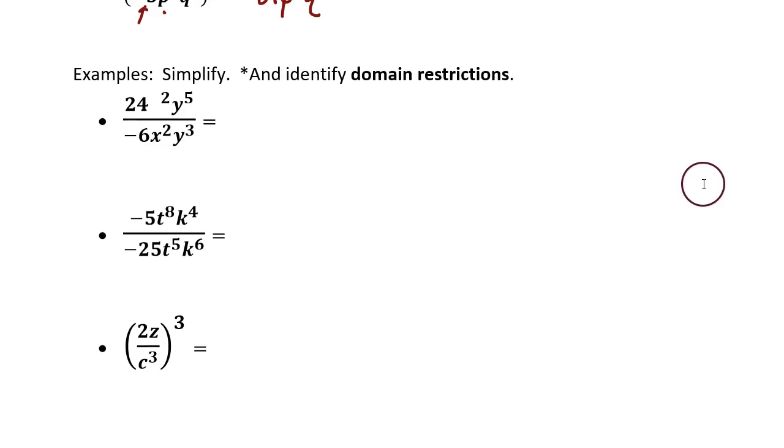A few more examples, this time with division. Simplify these and identify any domain restrictions. Well, before we start, I notice there's a blank spot. This should have the letter x in it. Start with the coefficients. 24 divided by negative 6 is negative 4.